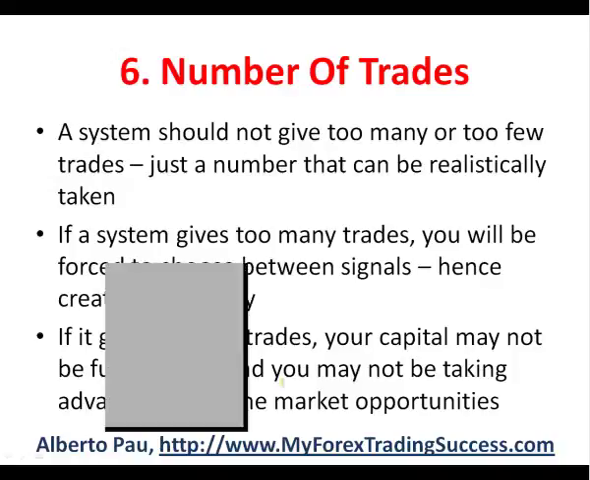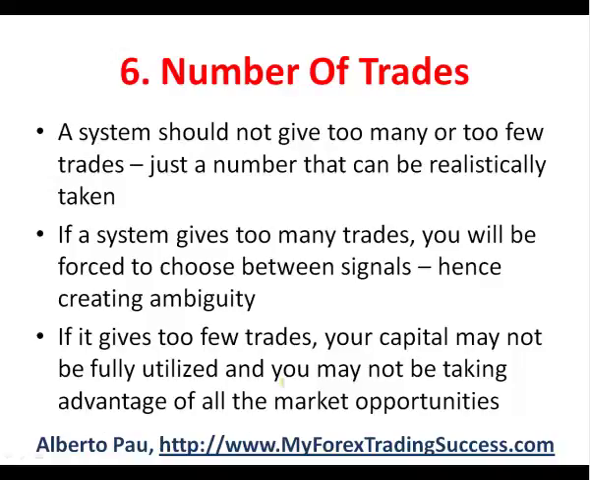Number 6 is the number of trades. You don't want to have a system that gives you too many trades or too few trades. You need a system that gives you a number of trades that you can realistically handle. If a system gives too many trades, you'll be forced to choose between signals, and that will create ambiguity, and you don't want that. If a system gives you too few trades, your capital may not be fully utilized, and you may not be taking advantage of all the market opportunities.